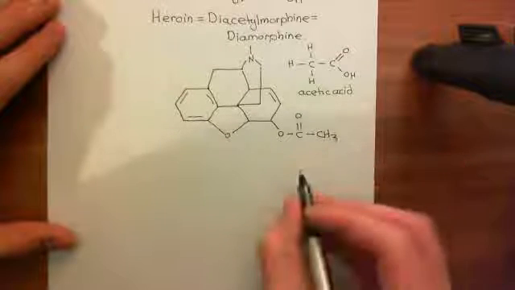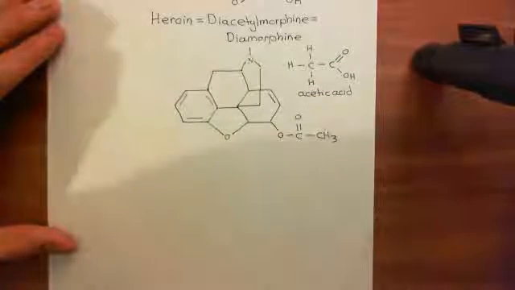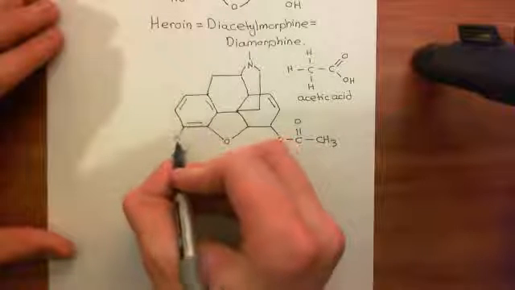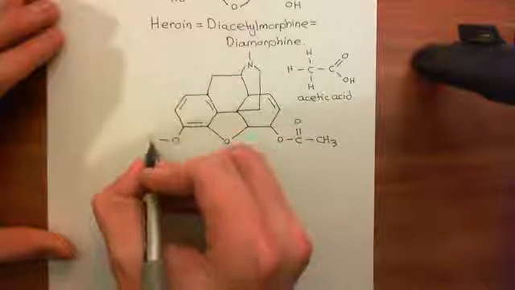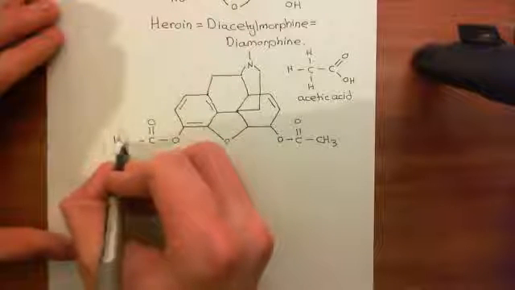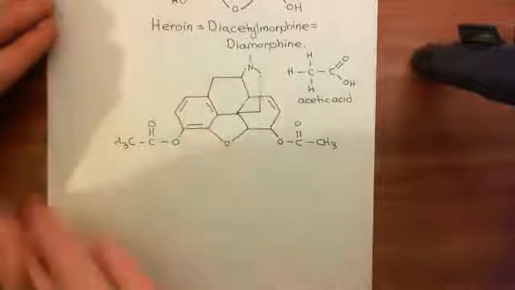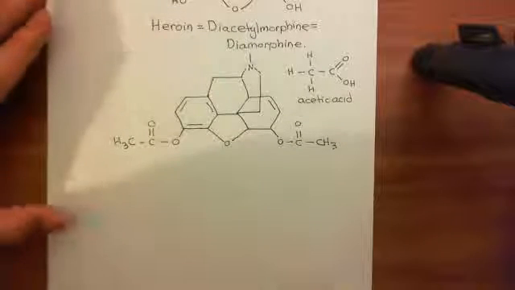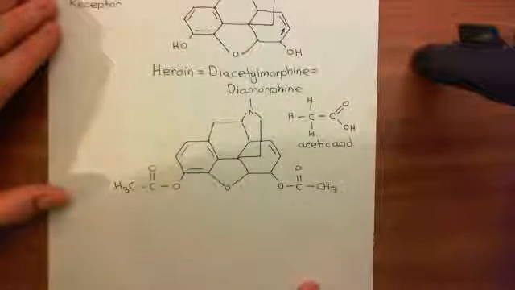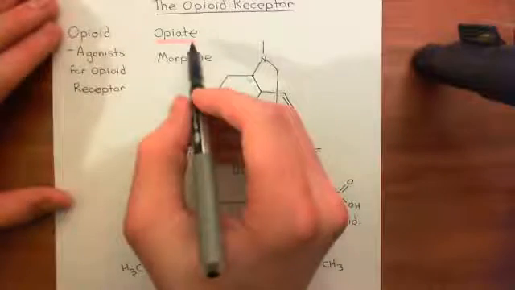coming off like so. And you're going to do that twice because we're talking about diacetyl morphine. It's going to have 2 acetyl groups. So it's also going to have another acetyl group off this alcohol group over here, like so. So that is how you convert morphine into heroin, basically. And we can see that heroin therefore has a very similar structure to morphine and therefore can be considered an opiate as well. Now, where does this terminology of opiate come from?